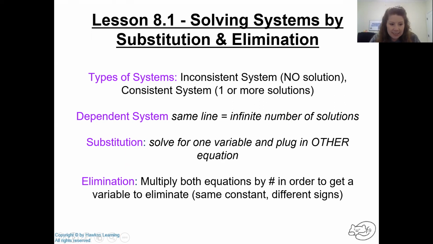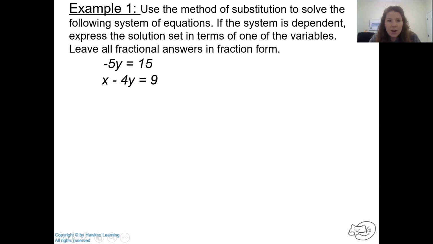We'll get there last, I suppose. All right, so the first one tells us to use substitution. Do you see where it tells us we're going to solve this system by substitution? So that means we take probably what I would describe as the simplest equation, and we're going to solve for either X or Y.